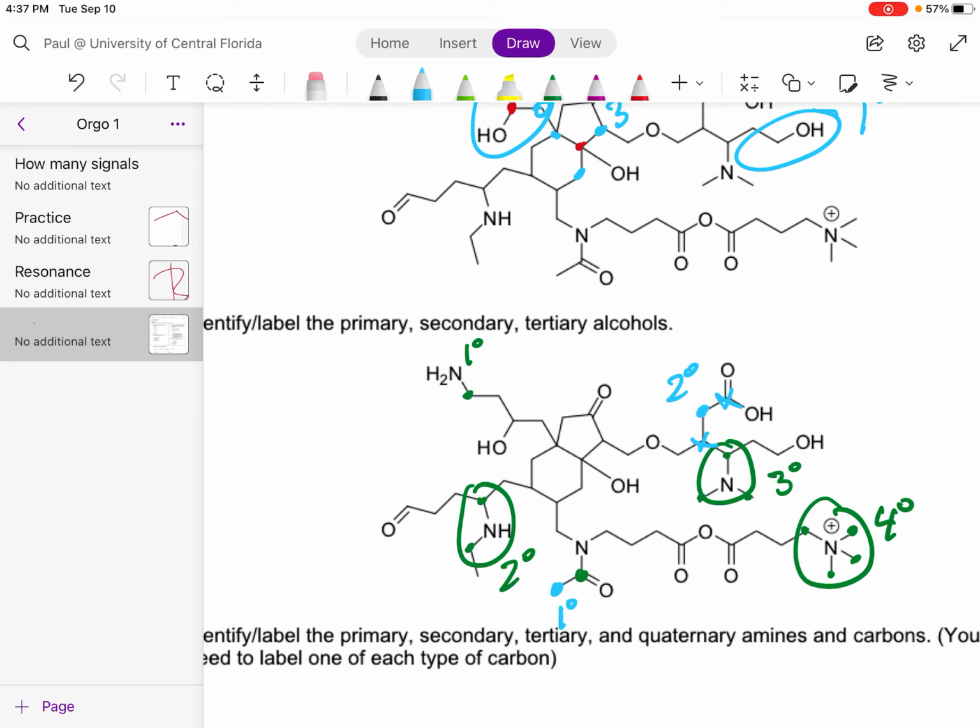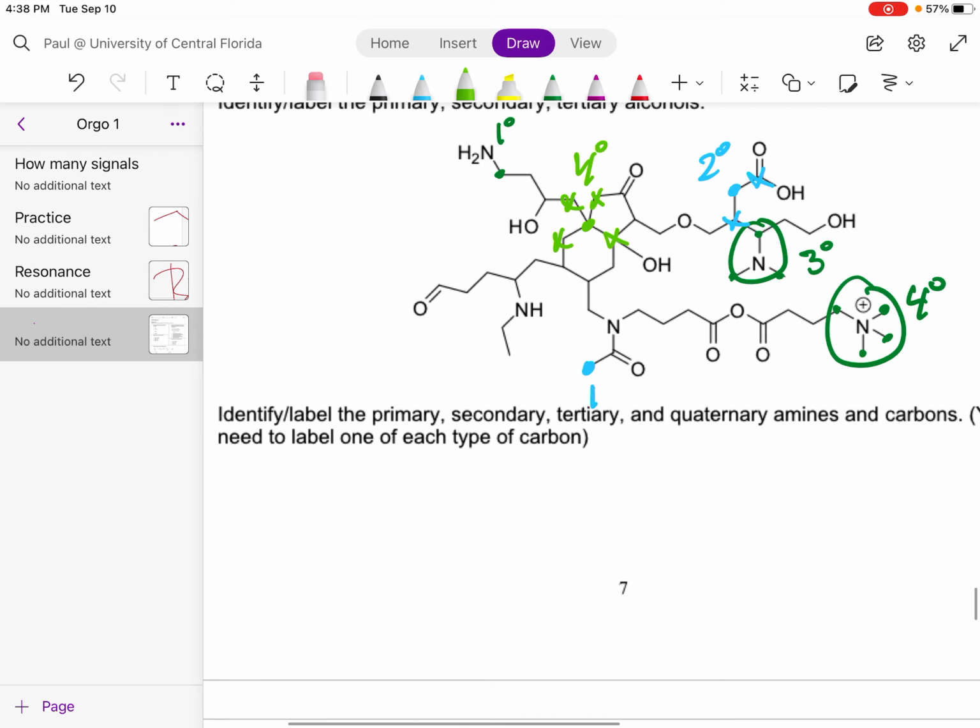What about, let's clean this up a little bit. What about this carbon right there? 1, 2, 3. So that's a tertiary carbon. Do we have a quaternary carbon in this molecule? Let's see. That guy right there, because there's 1, 2, 3, 4 carbons directly attached. So there's our quaternary carbon. Okay.